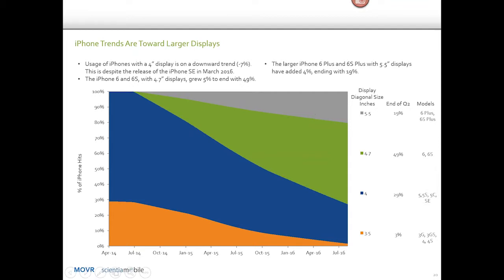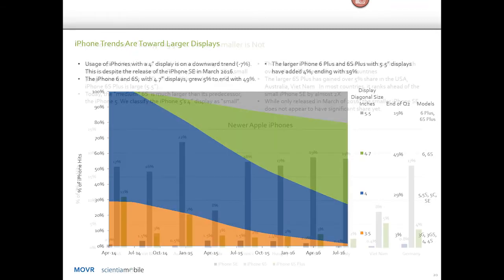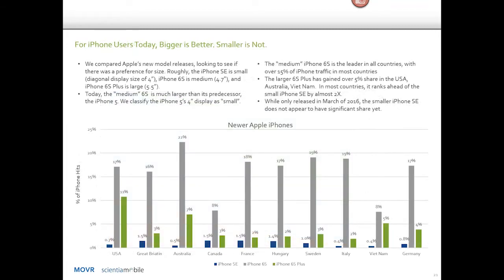Great. So let's move on and quickly go through some of the other reports that we have. We looked at the iPhone trends over a longer period of time in this last report. And in 2014, Apple launched the iPhone 6.